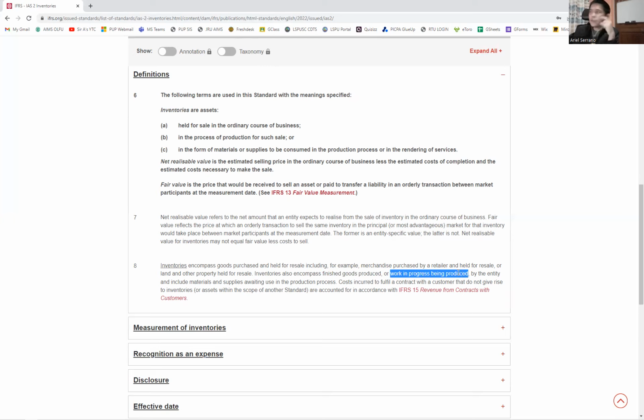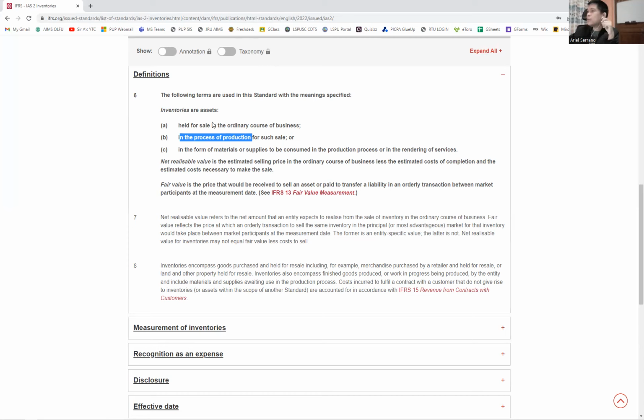Okay? So, syempre, pag finished goods kasi, it will now become available for sale. Kaya nga, yung finished goods, dito yan papasok. Held for sale in the ordinary course of business. For a manufacturing type of business, di ba? For a merchandise type of business, that is your merchandise inventory. In the process of production for such sale, that is your work in progress, or minsan tawag natin dyan, WIP, work in process din. Okay, so ito yung tinutukoy dito sa paragraph 8.